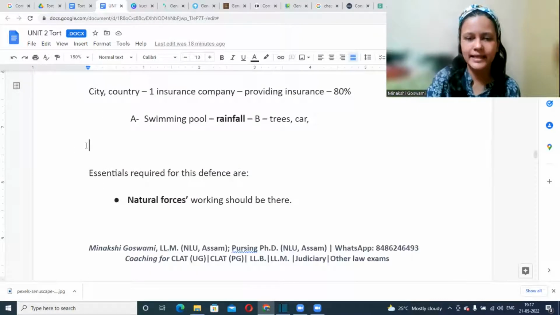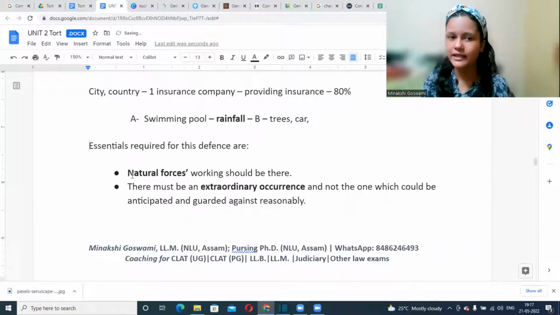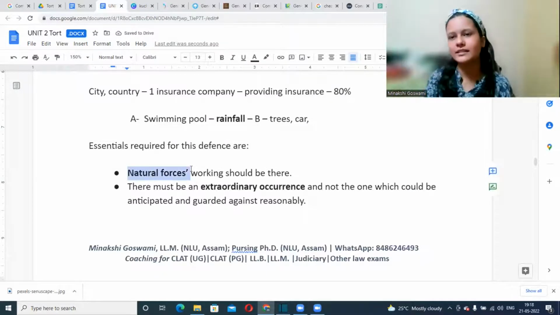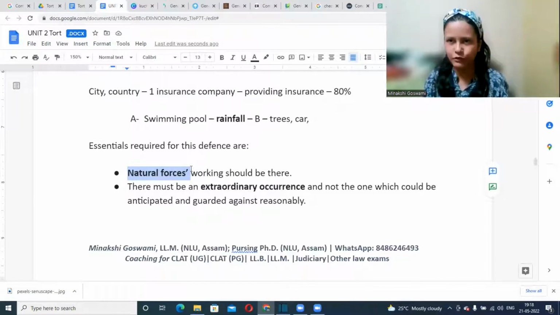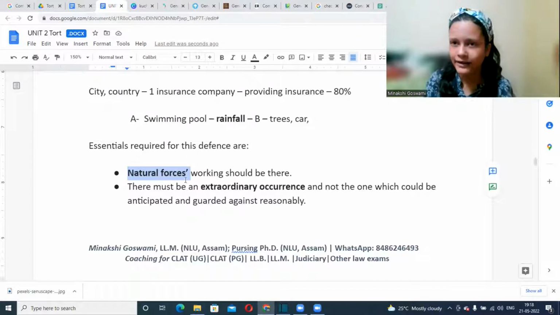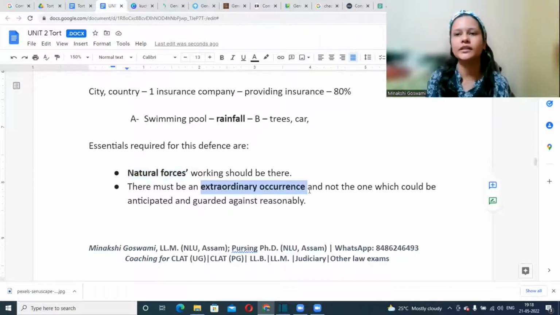Now, there are certain essentials that we need to satisfy. First of all, natural forces have to be involved. It should not be that I was only watering my garden and then something happened. It has to be a rainfall or something like that. But what kind of rainfall? It has to be an extraordinary occurrence. Based on different places, there are certain things which are expected, like the kind of rainfall you would expect in Karnataka varies from the kind of rainfall you would expect in a place like Himachal or maybe Cherrapunji, where it's raining almost every single day.